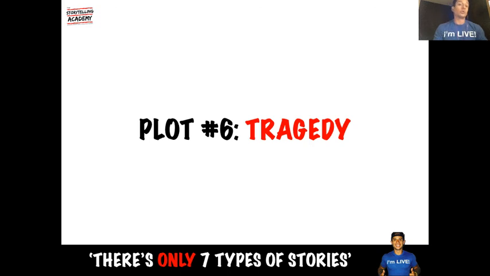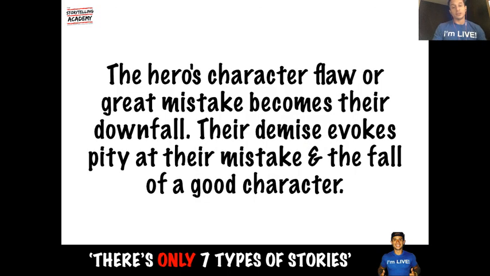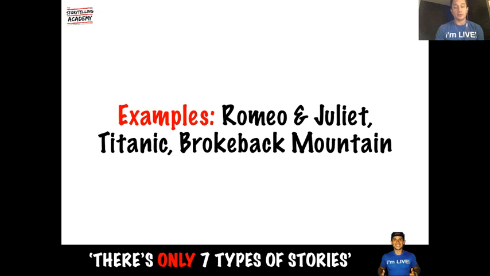Plot number six, or story number six, is tragedy. Now, for the tragedy stories, let's first cover what it is. Tragedy: the hero's character flaw or great mistake becomes their downfall. Their demise evokes pity at their mistake and the fall of a good character. Now, how is this going to work in branding? How does this work in marketing? Well, first, let's just take a look at some examples.